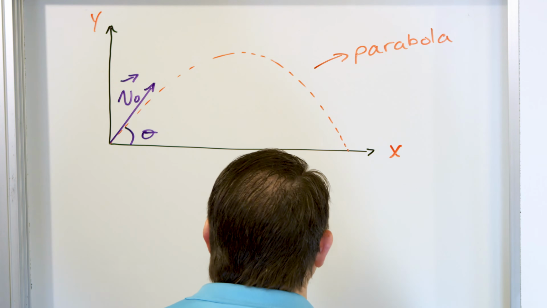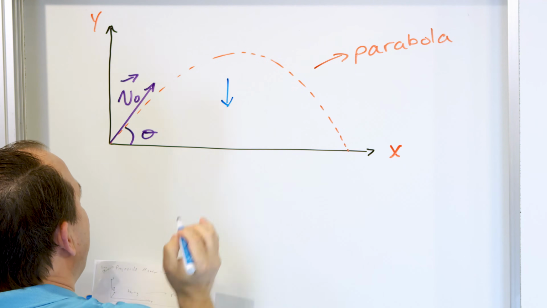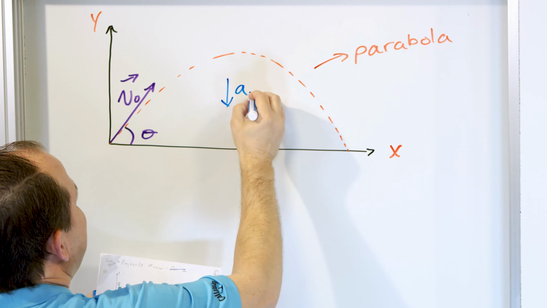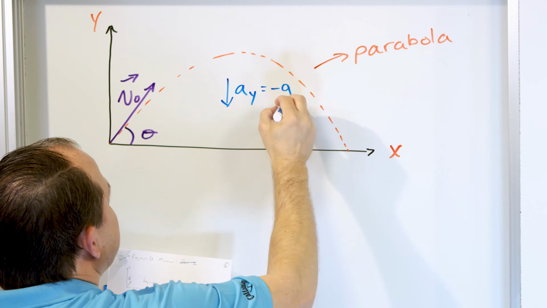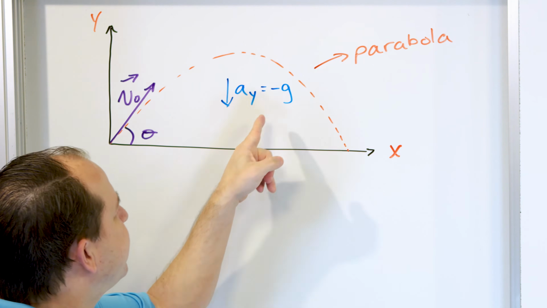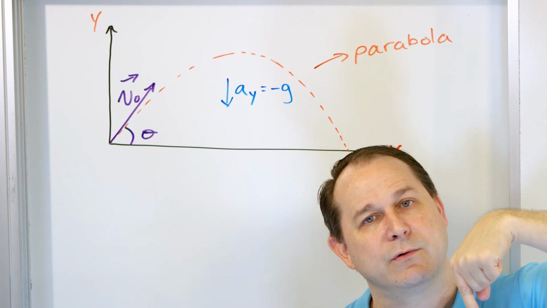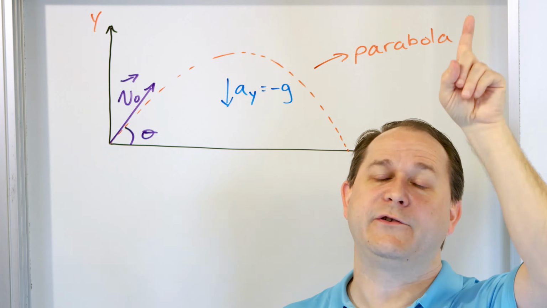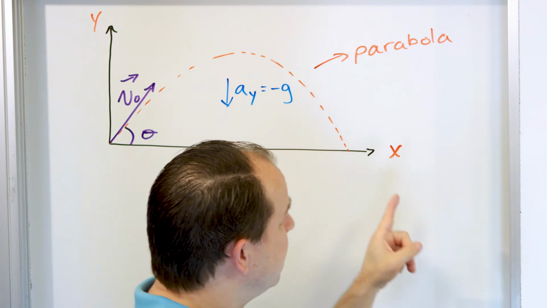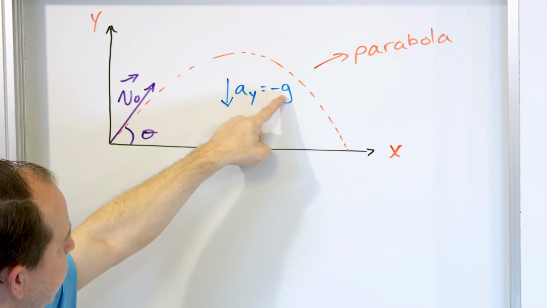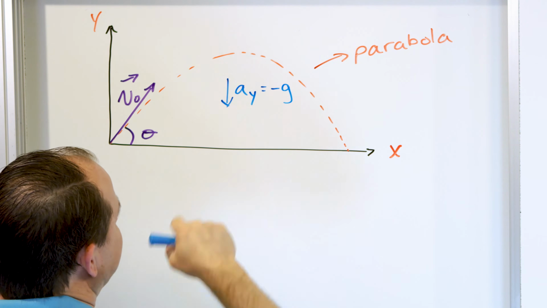Now, I want you to remember that as this object travels along this curved path, the acceleration of gravity is always acting down. We call that a sub y because it's an acceleration in the y direction, and it's equal to negative g. We've talked about this in free fall motion before. g is 9.8 meters per second squared, and since gravity acts down, and we typically choose the positive y direction up, we say that gravity is negative because it's acting in the negative direction. So the acceleration is negative 9.8 meters per second squared. I may have said the incorrect units before.